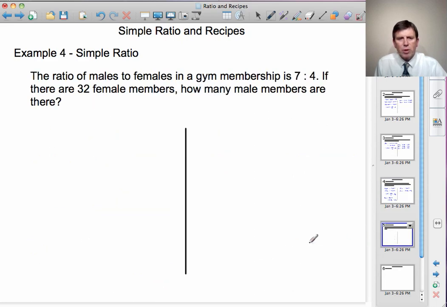Final example of ratio questions. The ratio of males to females in a gym membership is 7:4. If there are 32 female members, how many male members are there?